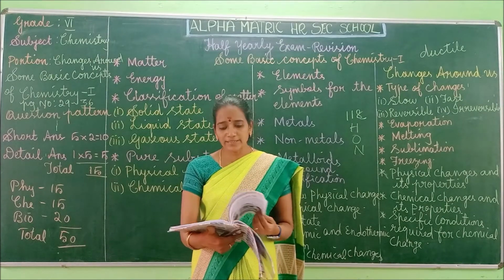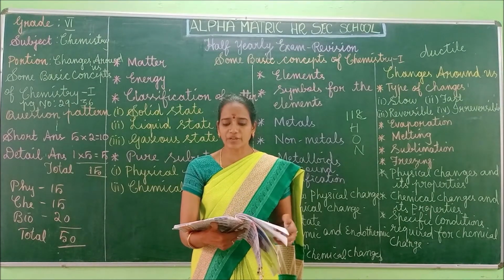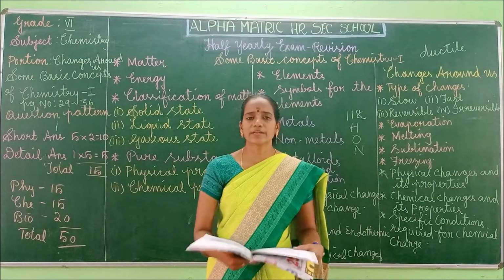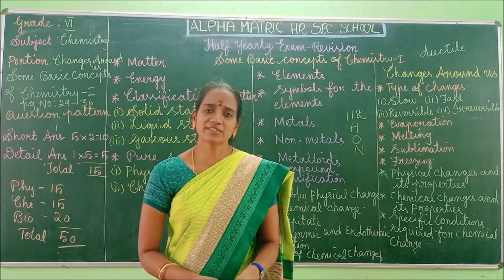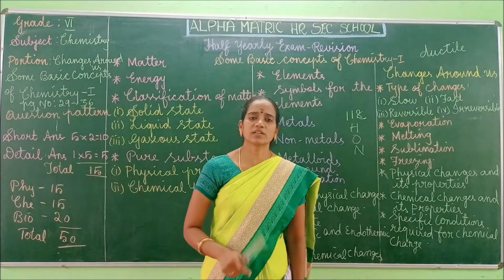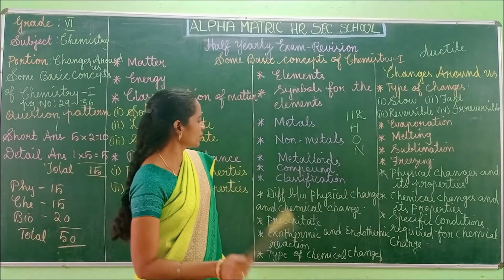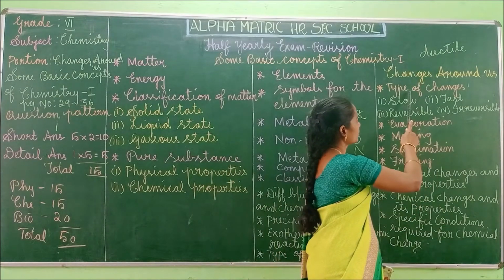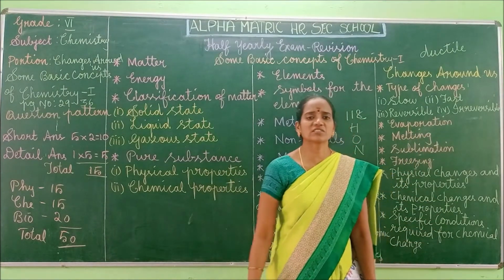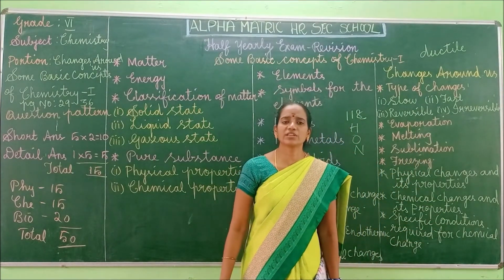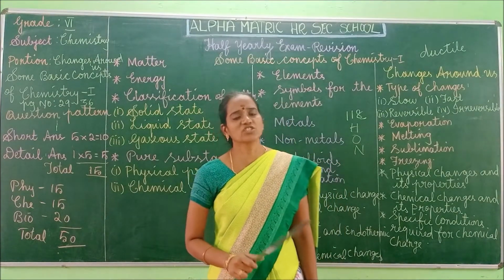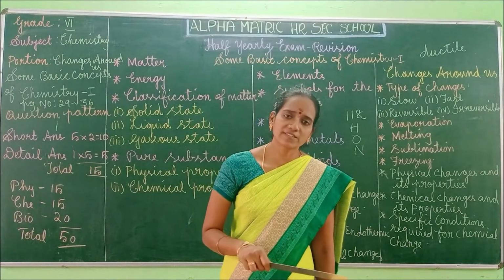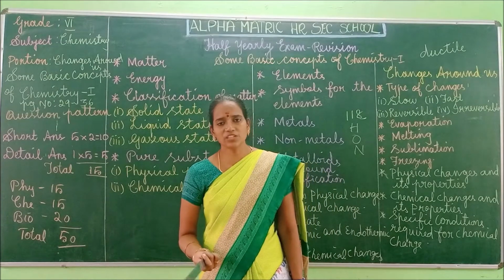That's all about this some basic concepts of chemistry 1, children. Next we can move to changes around us. The first lesson, changes around us. In that lesson, what are the things you have to cover? You have to cover the types of changes. What are the different types of changes? Slow change, fast change, reversible change, irreversible change.